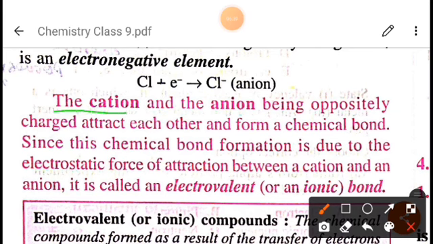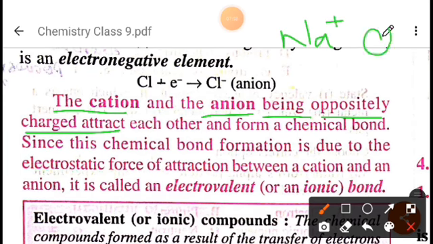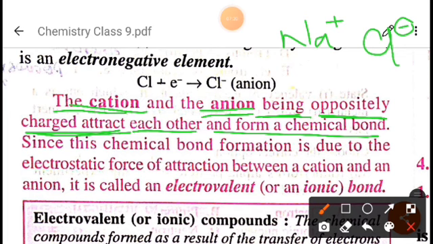This cation and the anion are oppositely charged, right? Since sodium has given the electron, it has converted into Na plus, carrying a positive charge, and since chlorine has accepted the electron, it has got a negative charge, right? Since the cation and the anion are oppositely charged, they attack each other and form a chemical bond, right? Since this is positive and this is negative, they will attract each other. We know that positive and negative attract each other.